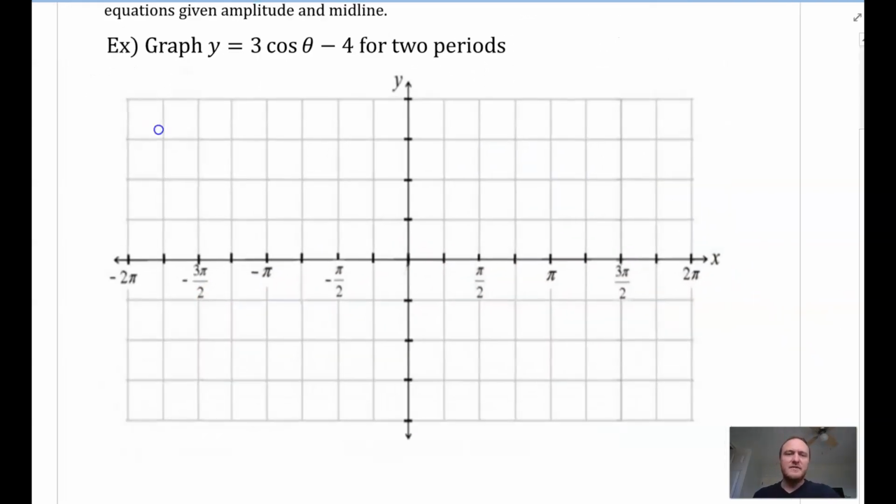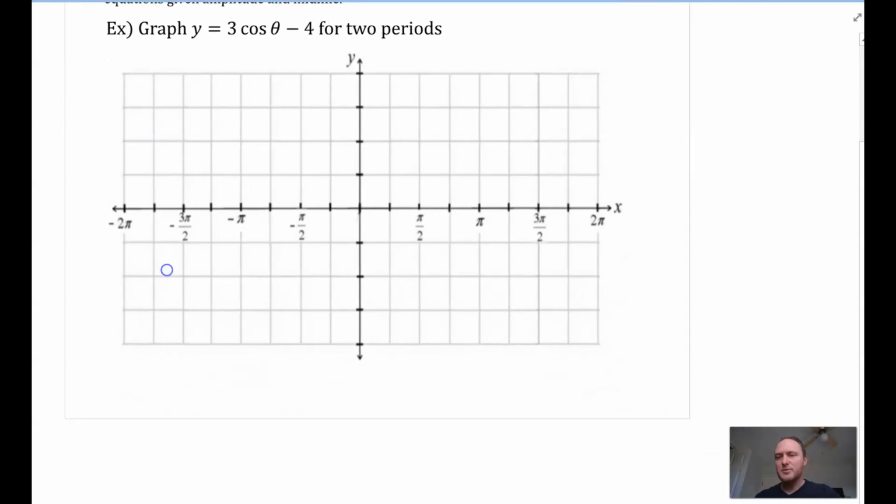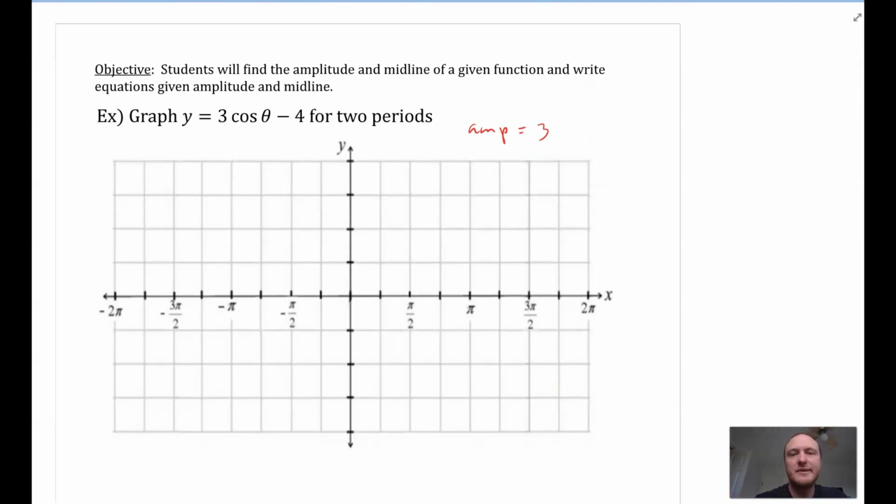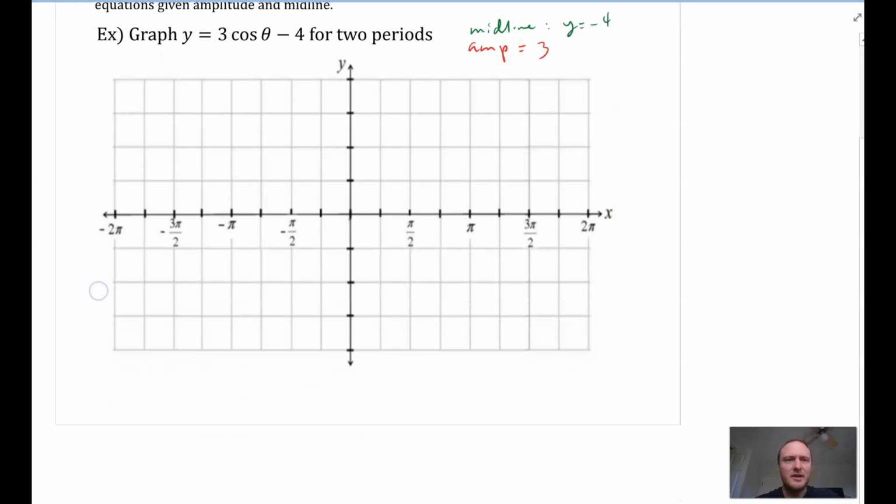Okay, here is the very, very last example, and then I have one practice problem for you. It says graph y equals 3 cosine -4 for 2 periods. Okay, so I know that the amplitude is 3, and I know that the midline is the k value, y equals -4. Okay, so again, due to scaling, I'm just going to go by 2s. So -2, -4, -6, -8, and this would be 2. My midline is at -4.